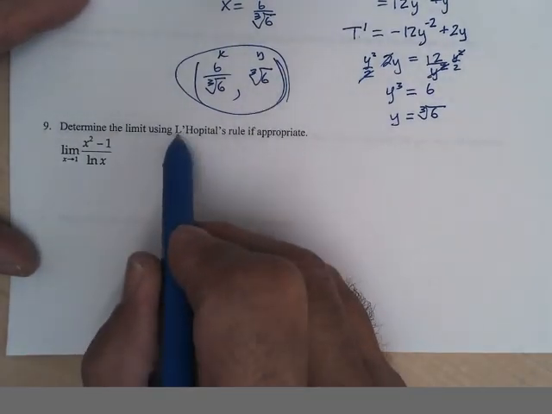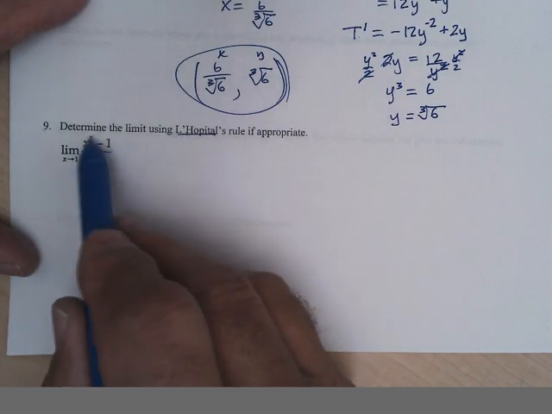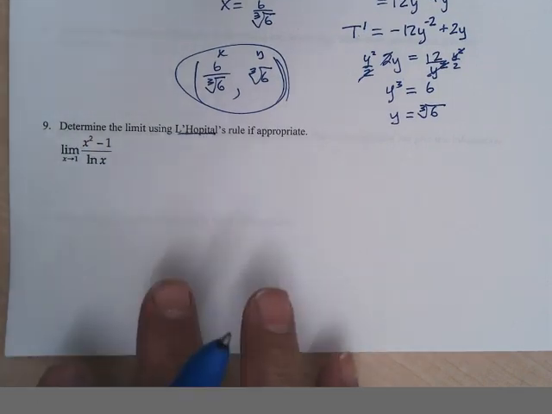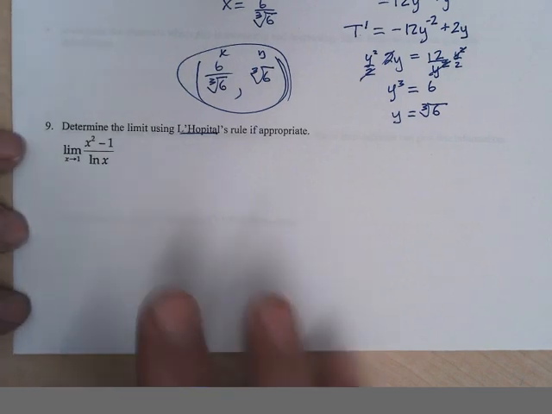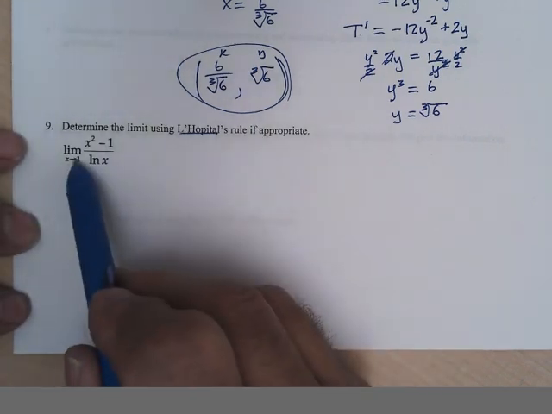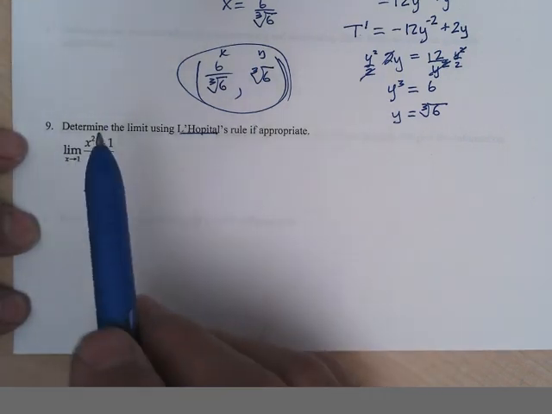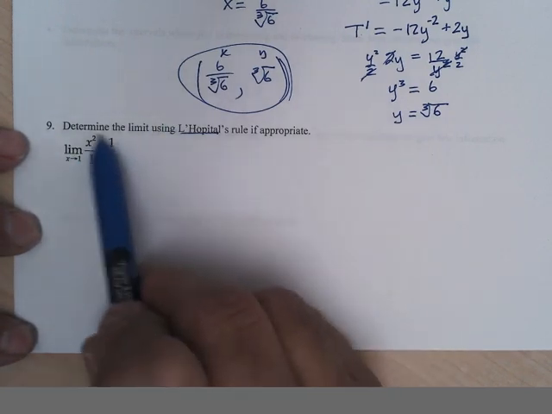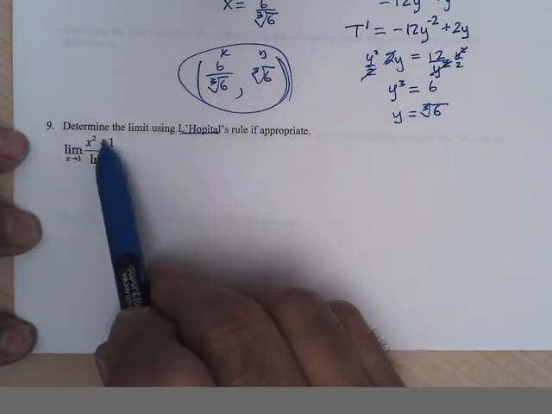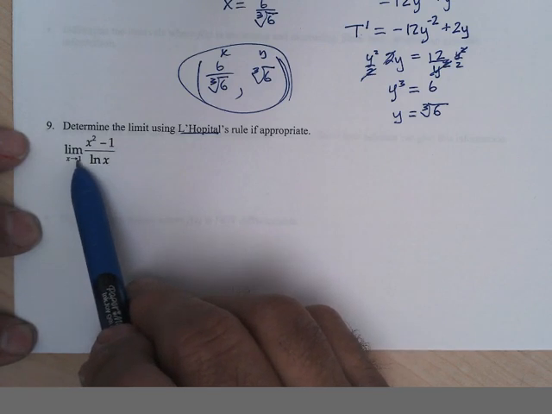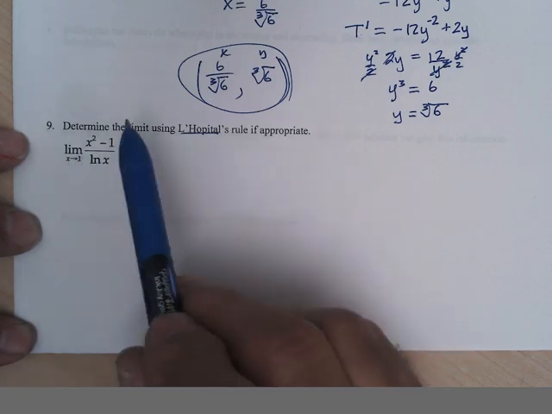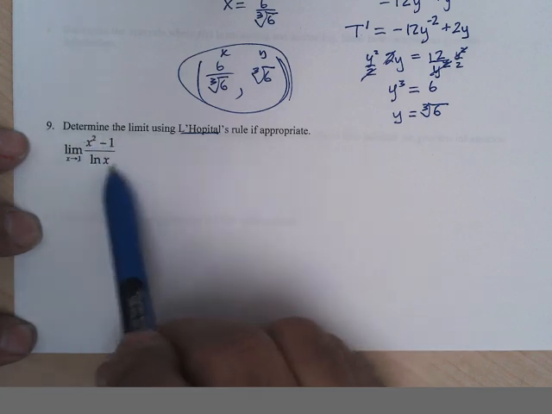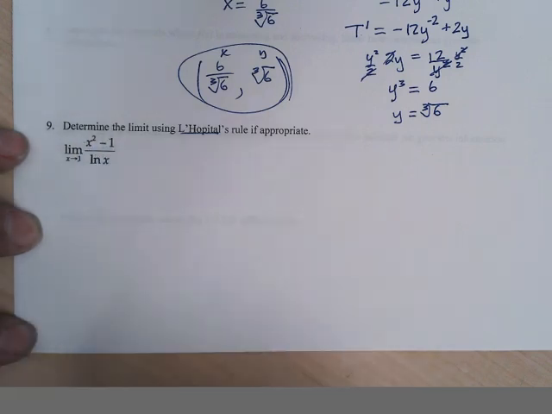Okay. L'Hôpital's rule, in case you've forgotten. If the numerator and denominator are either both zero or both infinity, positive or negative infinity, at this value, then we can use the rule. And the rule says that we take the limit of this divided by this as x goes to that value, is the same as the limit of just the derivative of the numerator and the derivative of the denominator divided.